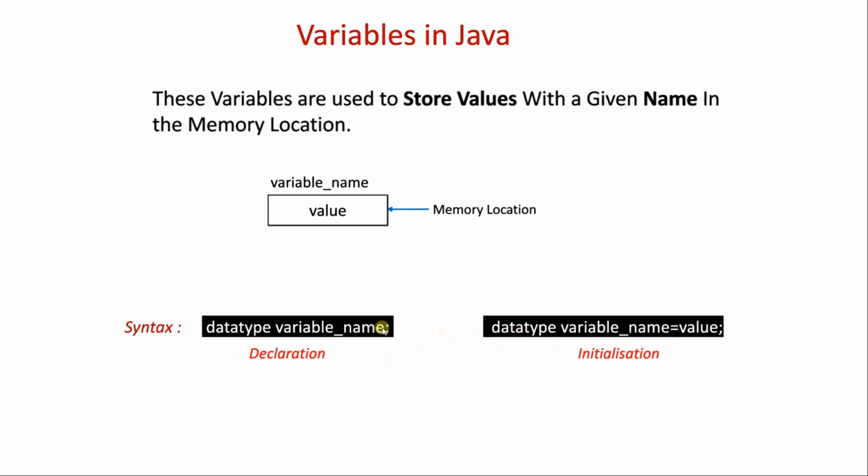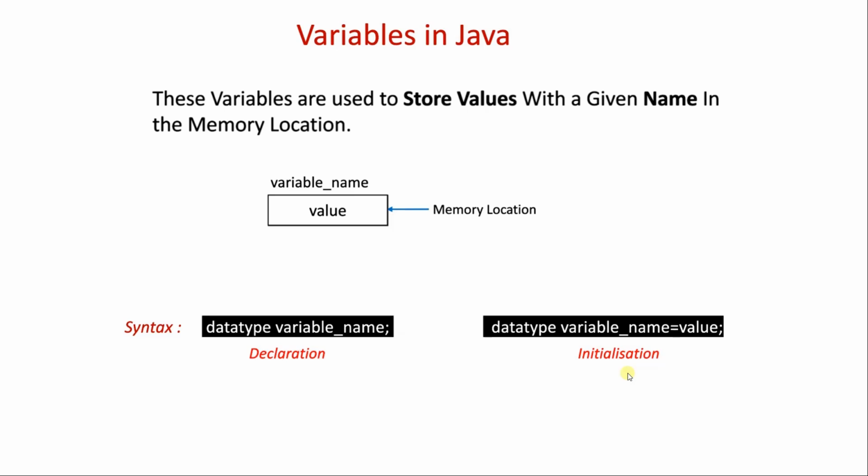If we do not assign any value to a variable, then this variable contains a default value. For integer it is 0 and for double it is 0.0. Likewise, each data type has its own default value.